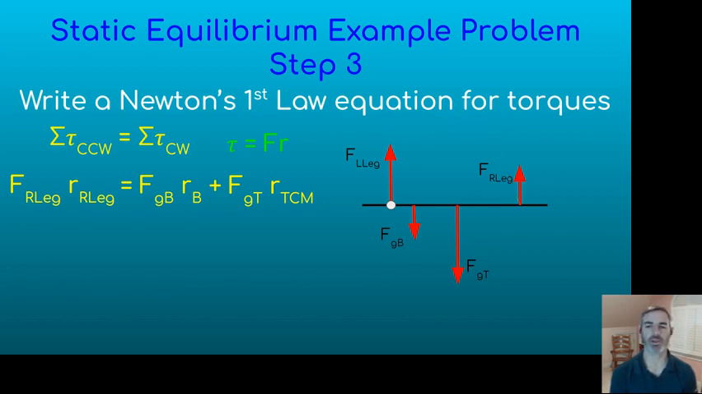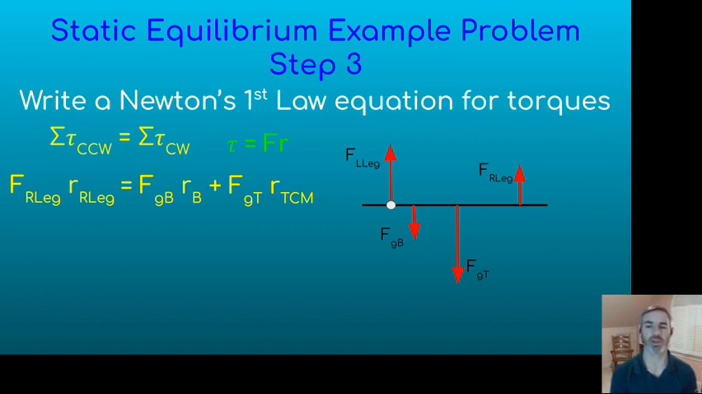Now, just because forces point up and down does not mean that every up force applies a clockwise torque and each down force applies a counterclockwise torque. We could have two downward forces. If they're on opposite sides of the pivot point, they would cause opposite direction torques.